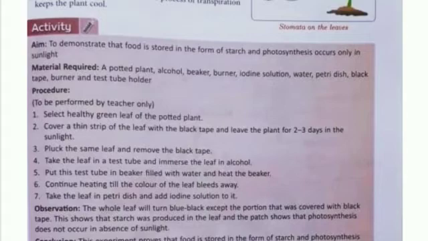Now what do we see? We see the whole leaf turns blue-black except the portion that was covered with black tape. This shows that starch was produced in the other parts of the leaf, and the patch shows that photosynthesis was not occurring because of the absence of sunlight.